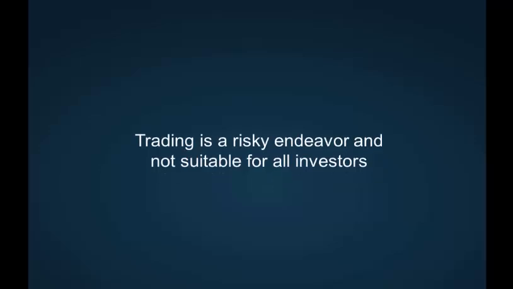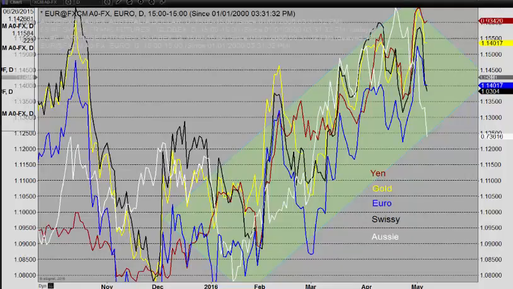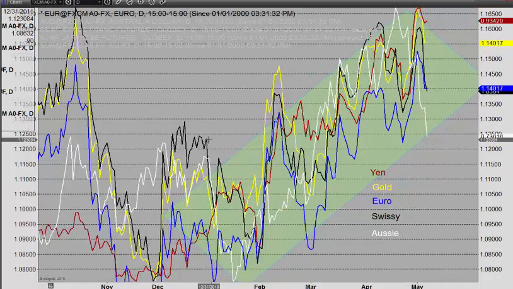First chart we'll take a look at will be what we call our flocking chart. A little bit different start to the day. Take a look at that. You can see it has several different markets on there: the yen in red, gold in yellow, the euro in blue, Swissy in black, and the Aussie in white. It really demonstrates, well, the name flocking says it all.